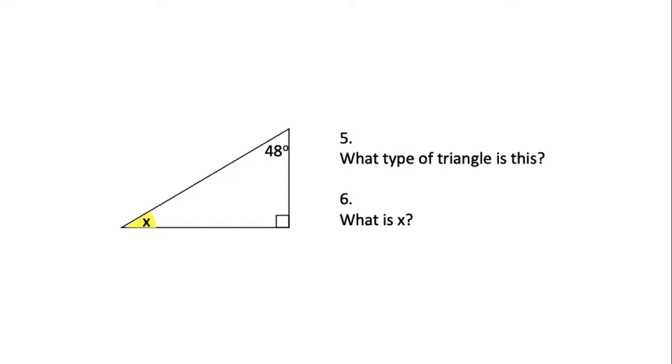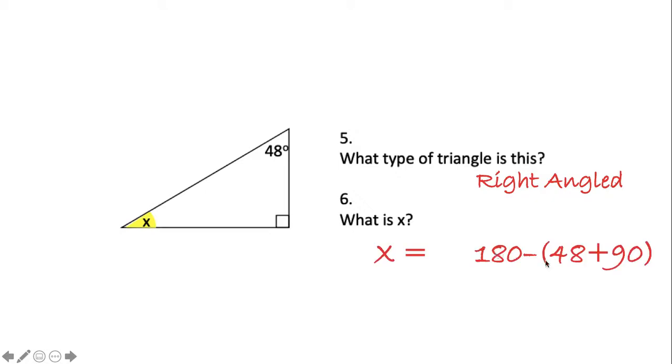What type of triangle is this? It's a right-angled triangle. It's got a right angle in it. What is x? Well, all three angles have got to add up to 180. So 180 minus the other two gives you 42 degrees.